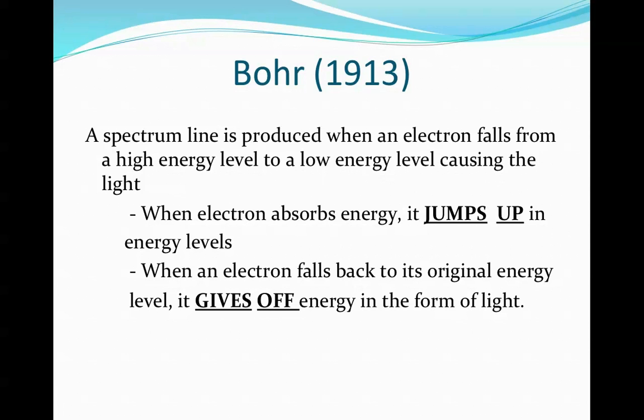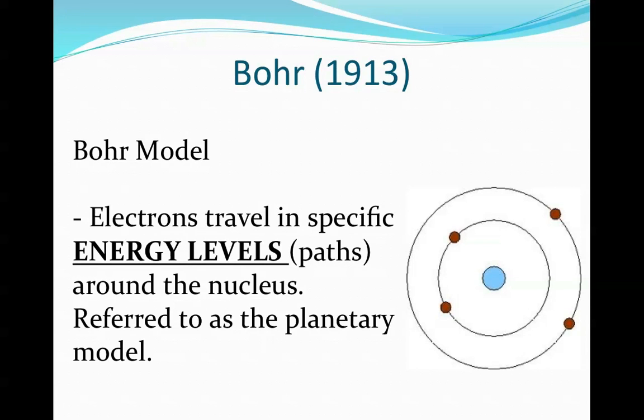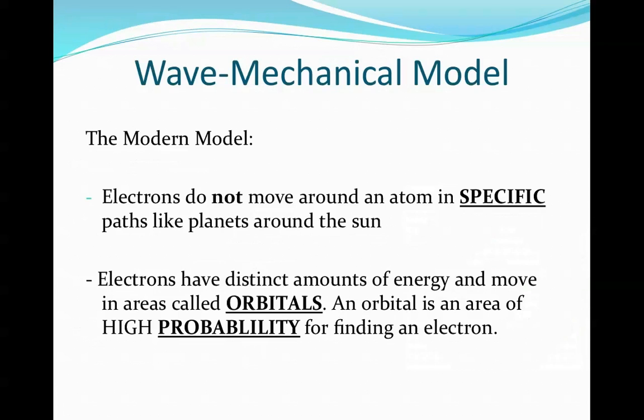So with the Bohr model, they were able to say that there were specific electron levels or paths around the nucleus that these electrons were jumping to and from. This was referred to as the planetary model. In middle school, you drew a lot of these Bohr diagrams.